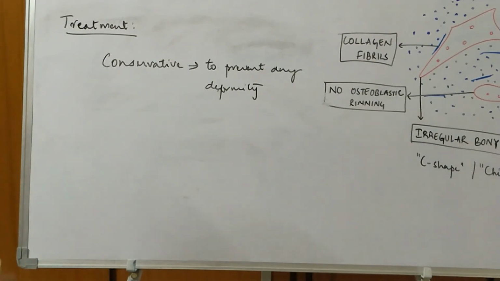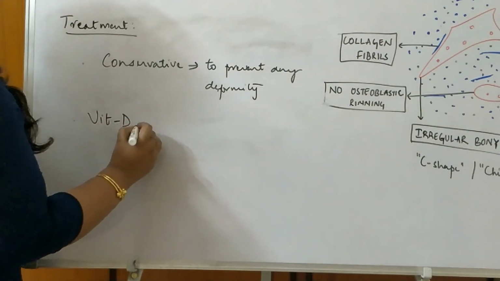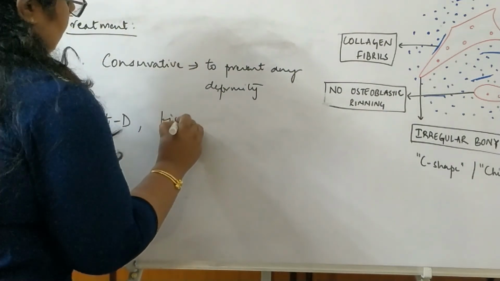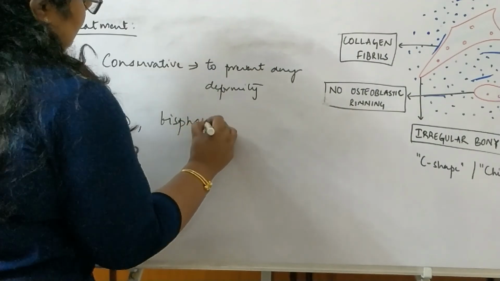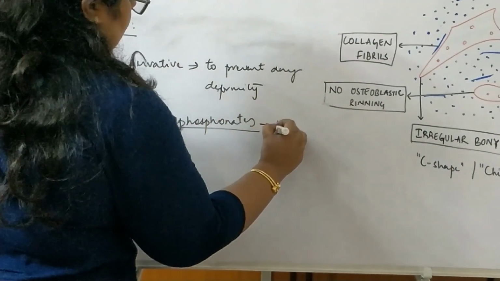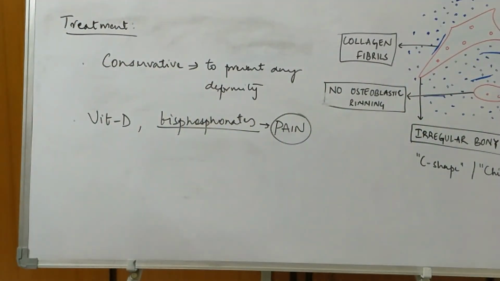Along with that, we also give vitamin D supplements for better mineralization of the bone, and some bisphosphonates are given. These bisphosphonates are given to ameliorate the pain which is caused by the lesion. So this completes fibrous dysplasia.